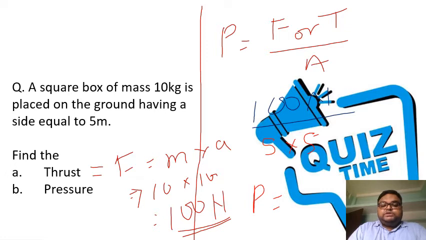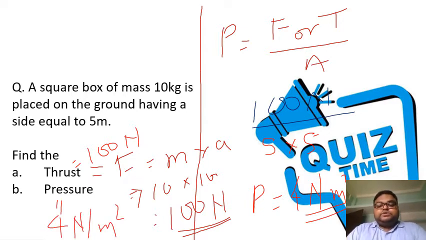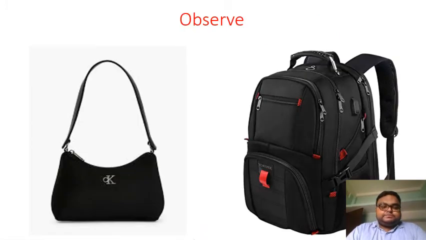Pressure will be equal to 4 newton per meter squared, right? So the value of thrust will be equal to what? It will be equal to 100 newton, and the value of pressure will be equal to what? It will be equal to 4 newton per meter squared, right? So let's move ahead, students.